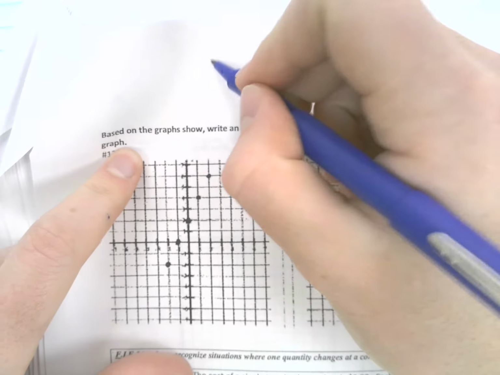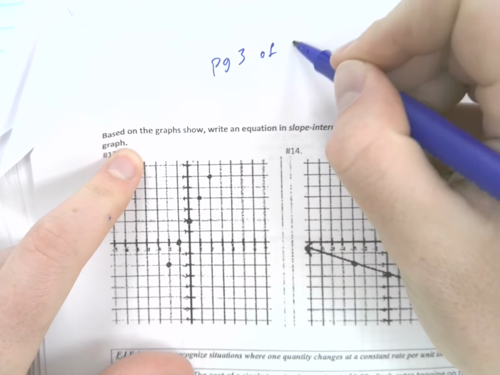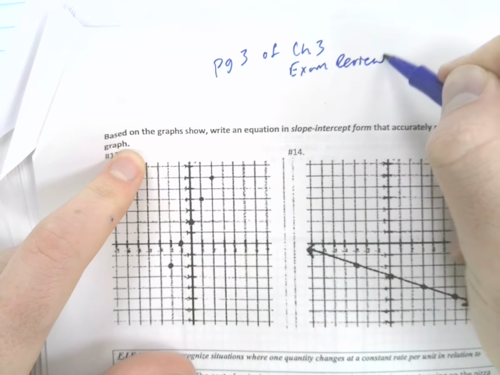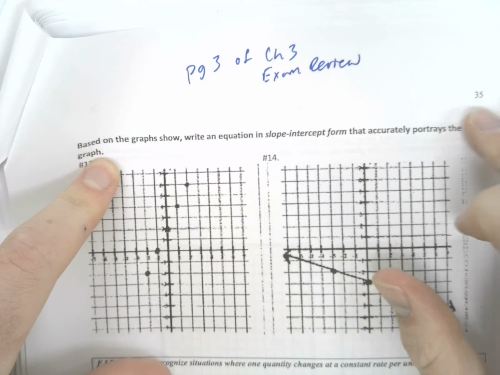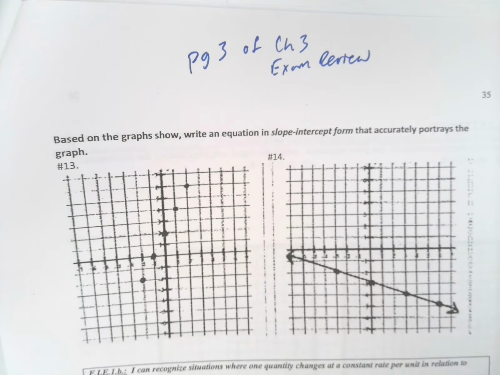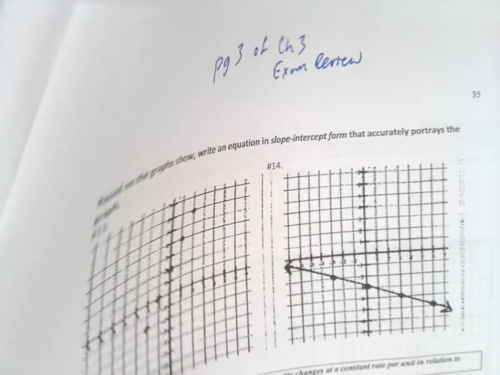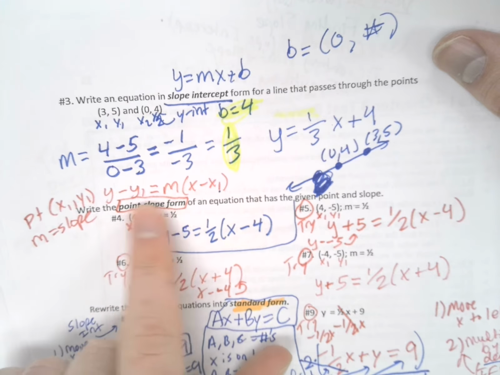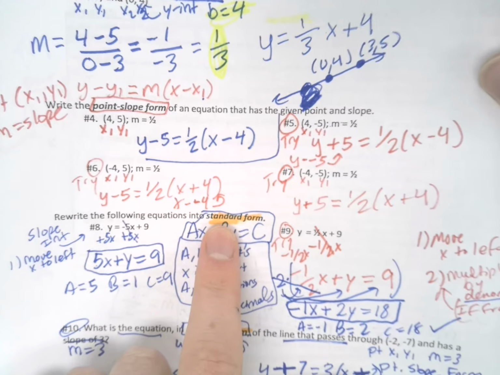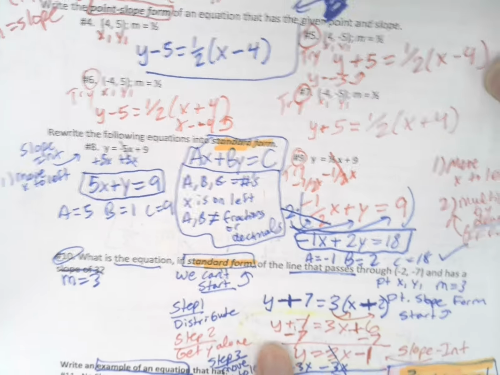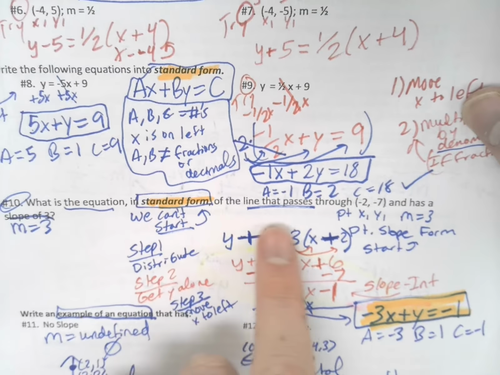Okay, guys, this is page 3 of chapter 3 exam review. In my packet, that's hanging around page 35 right now, I believe. So, when we last left off, just to flip back to the previous page, we had dealt with slope-intercept, we had dealt with point-slope, we had reviewed standard form. We'd hit all 3 of these forms, guys, pretty impressively. And then how to go between them.